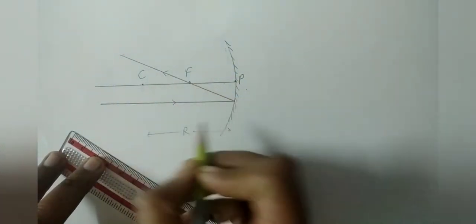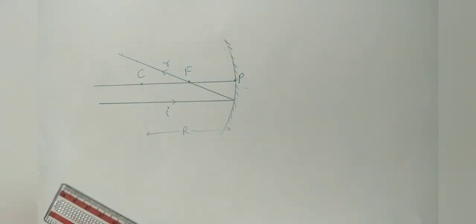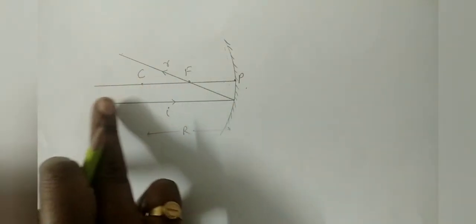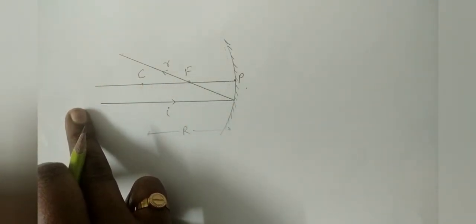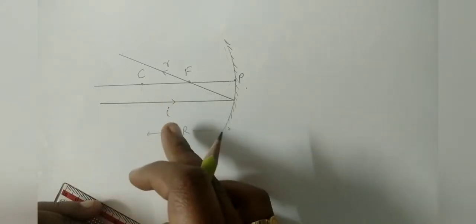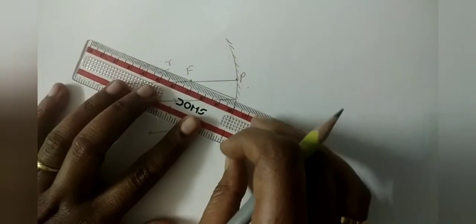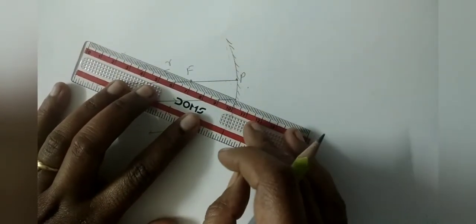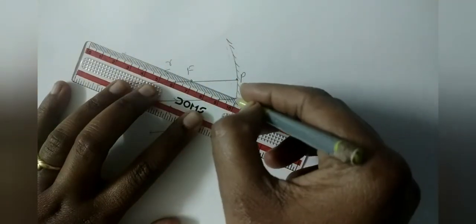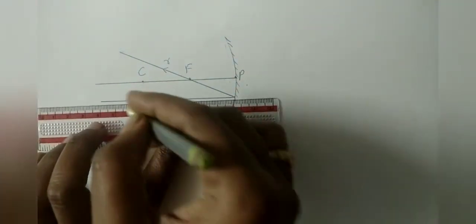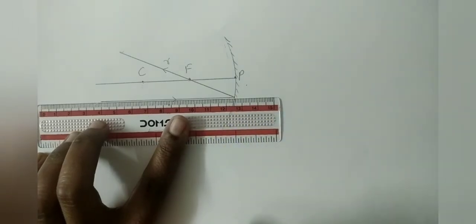So this is the incident ray and this one is reflected ray. This is our first rule of concave mirror. Second rule is what? The ray which is passing from the focus, after reflection it goes parallel to the principal axis. So this rule is reverse of our first rule. Here we can consider this ray as an incident ray which is passing from the focus and after reflection it will go parallel to the principal axis.